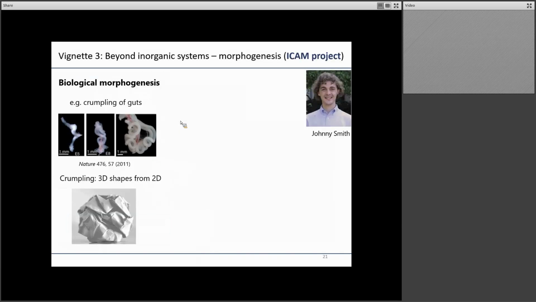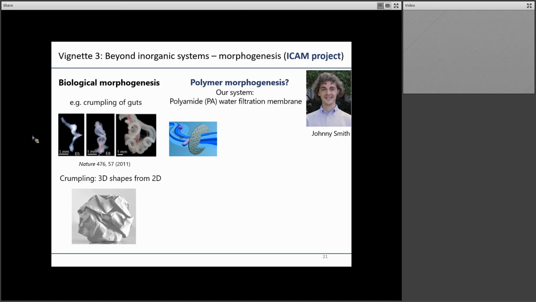And then my PhD student Johnny Smith joined the group, his photo showing here. He actually likes materials softer than inorganic nanoparticles. He reads biology and gets fascinated with this concept of morphogenesis. So morphogenesis describes how biological organisms form into different shapes, such as a crumpling of gas shown here. And in this part of the story, Johnny extends this concept into synthetic polymers, and the system we will focus on is polyamide filtration membrane, broadly used for water treatment. And this project is really only possible under the generous support from BP-ICAM.